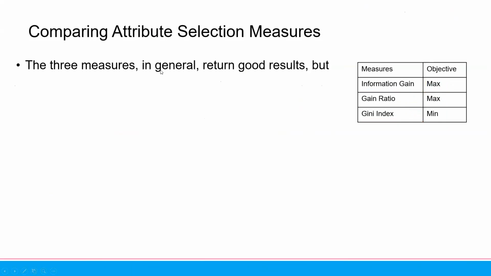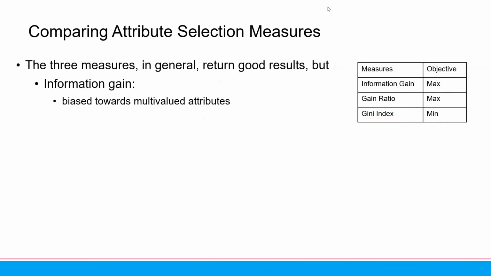So there are 3 measures. In general, it returns good results, but the information gain, we know that it is biased when we have multi-valued attributes. So for example, the color, if we have a lot of colors, green, blue, red, yellow, and so on. So if there are many colors, it is biased.